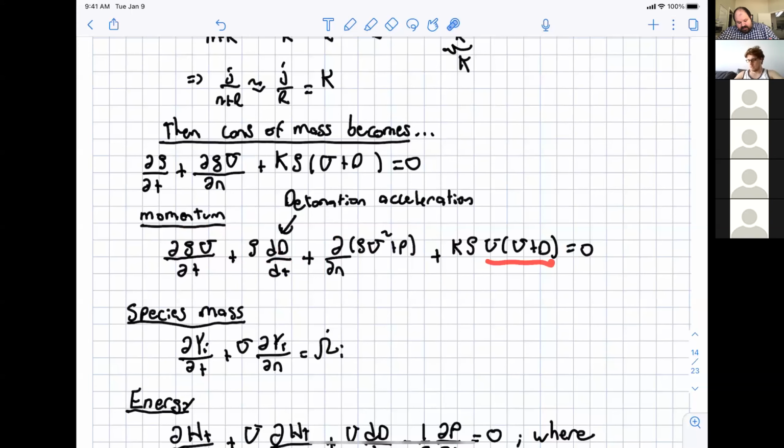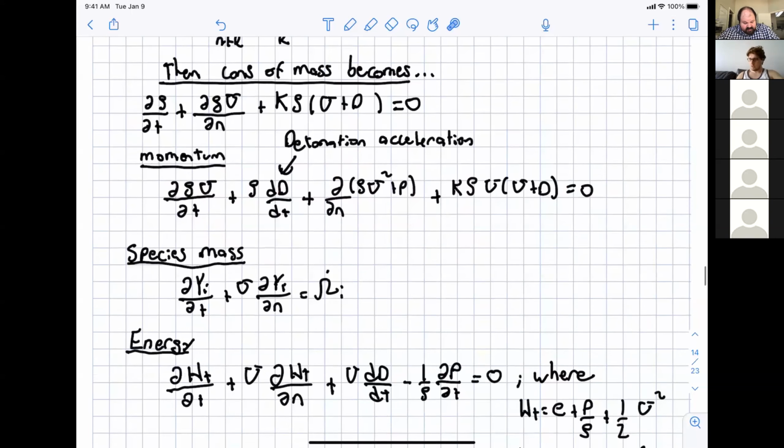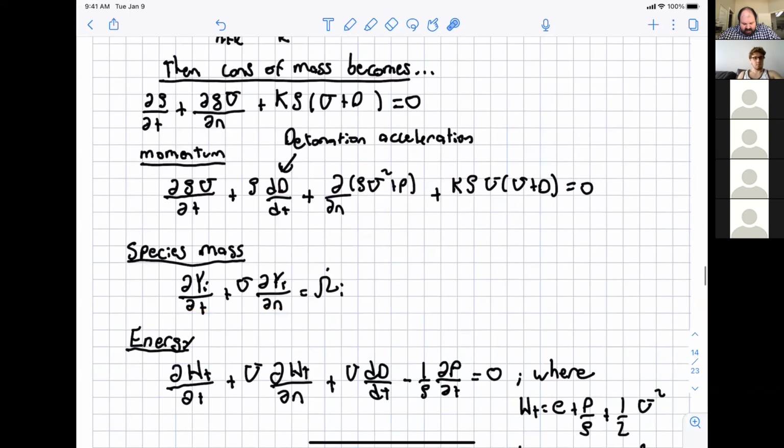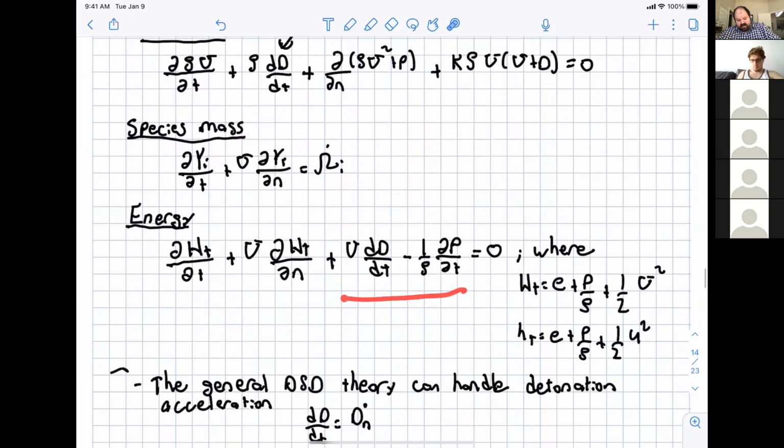Okay. And if you do species, mass is unchanged. In energy, you basically wind up with this equation here, where we need to be careful.